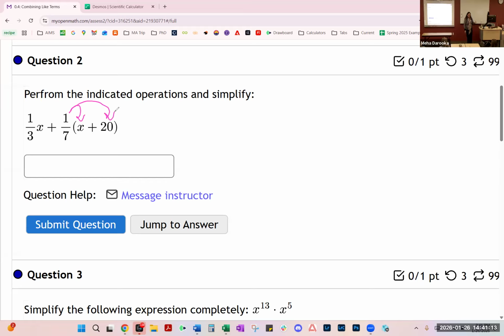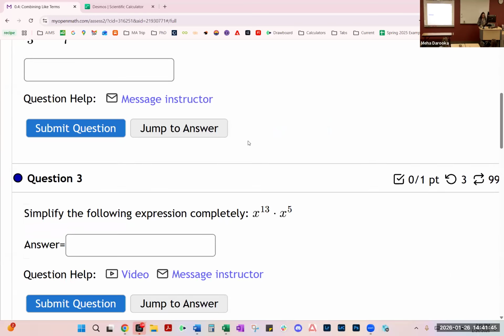The distributive property, right? Because you're distributing the 1/7 inside the parentheses. So of course, then you would have the 1/3 x stay as it is, and then you are multiplying the 1/7 with the x, and you are multiplying the 1/7 with the 20, which technically, if you think of that as 20 over 1, can become 20 over 7, right? And then you would go ahead, use the same idea of combining like terms, and then simplifying your expression. So like I said, I'll let you guys work on that one.